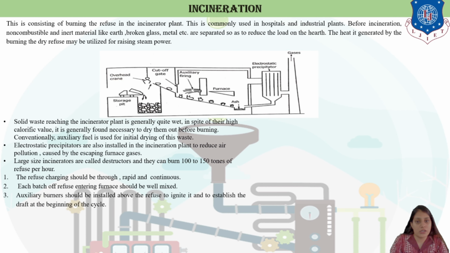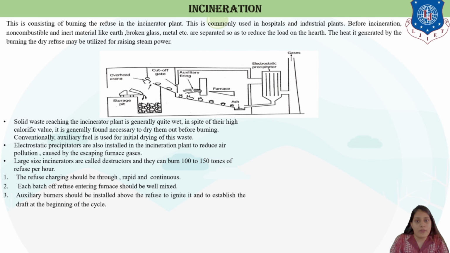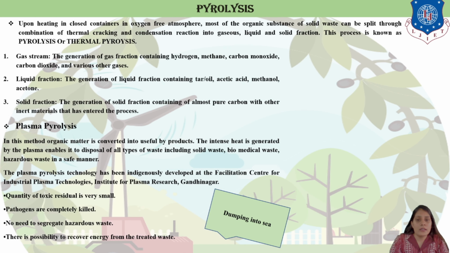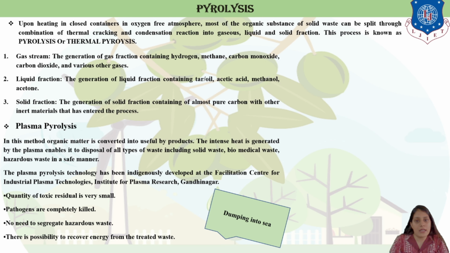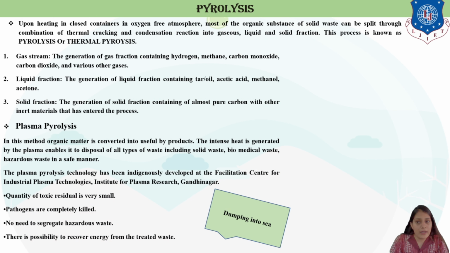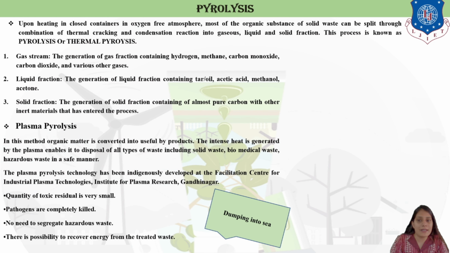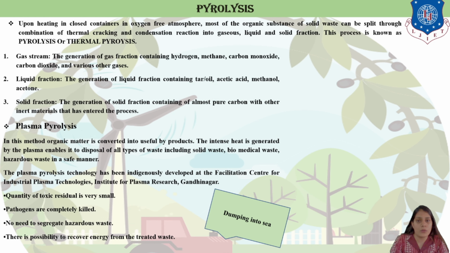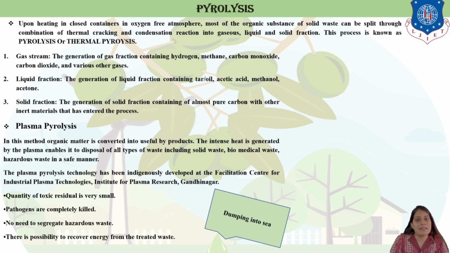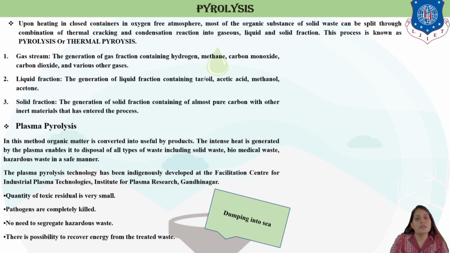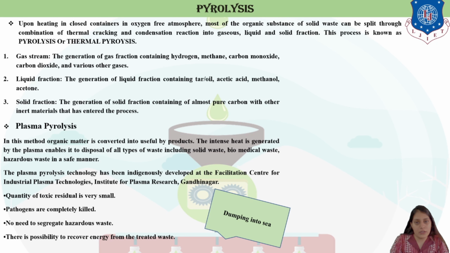Even the metal production industries use this type of plant so that they do not generate any hazardous things towards human society. Now, the other method which is very important is known as pyrolysis. Pyrolysis, you might have heard of that, right? It is done in a closed container in an oxygen-free atmosphere. In an oxygen-free atmosphere, most of the organic substance of solid waste can be split through a combination of thermal cracking and condensation reaction into gaseous, liquid and solid fractions, right? This process is also known as thermal pyrolysis. So basically here we do the splitting without oxygen.